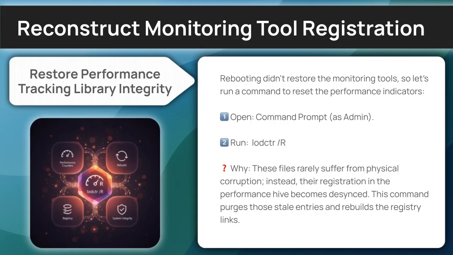Rebooting didn't restore the monitoring tools, so let's run a command to reset the performance indicators. First, open command prompt as admin. Second, you're going to type lodctr /R, then hit enter. Why are we doing this?